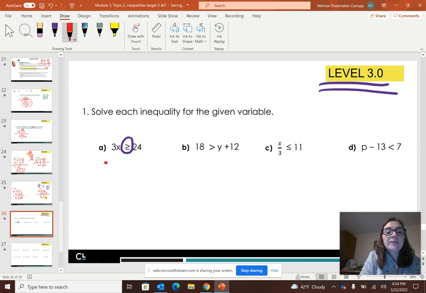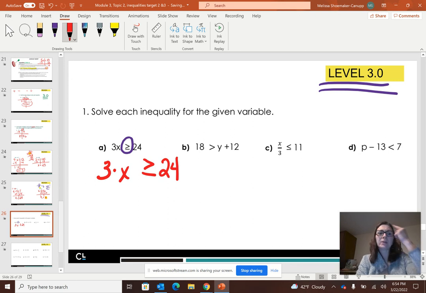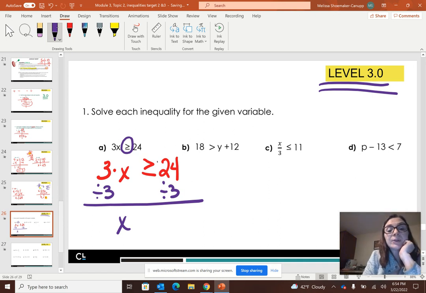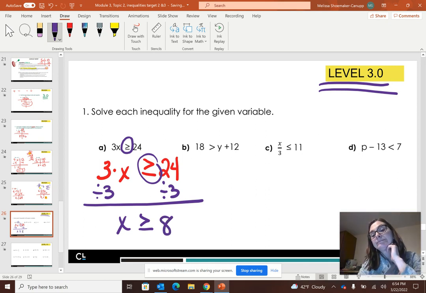So remember, the 3 and the x smashed together means multiply. It's got to be greater than or equal to 24. So I'm thinking the same math that I already was. What's the opposite of multiply? Divide by 3. So x, now I'm not going to write equals, remember. I'm going to copy exactly what's there. What's 24 divided by 3? 8.